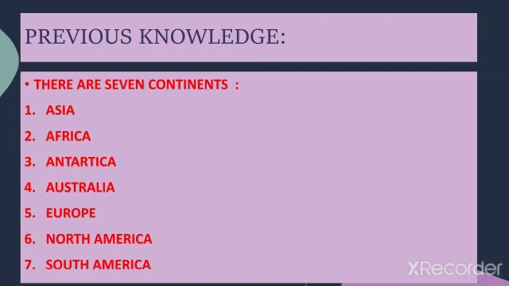There are seven continents: Asia, Africa, Antarctica, Australia, Europe, North America, and South America. Asia and Africa we had learnt in our last class. Today we will be learning the remaining continents. Okay, students?